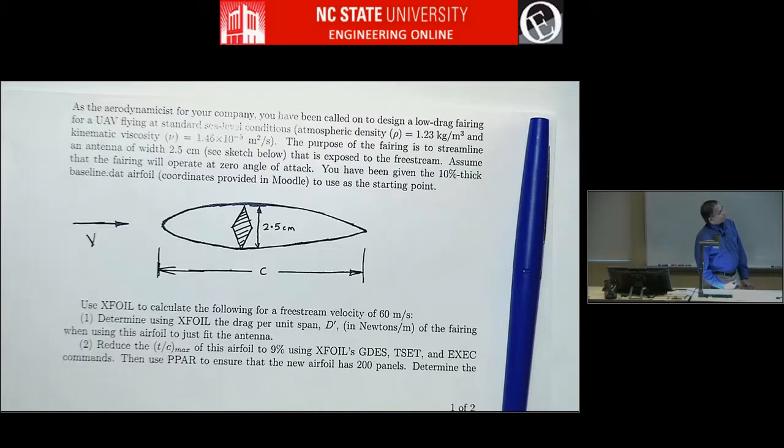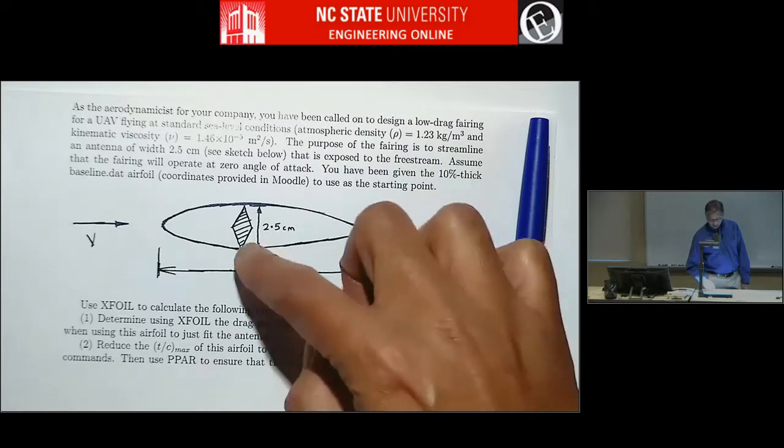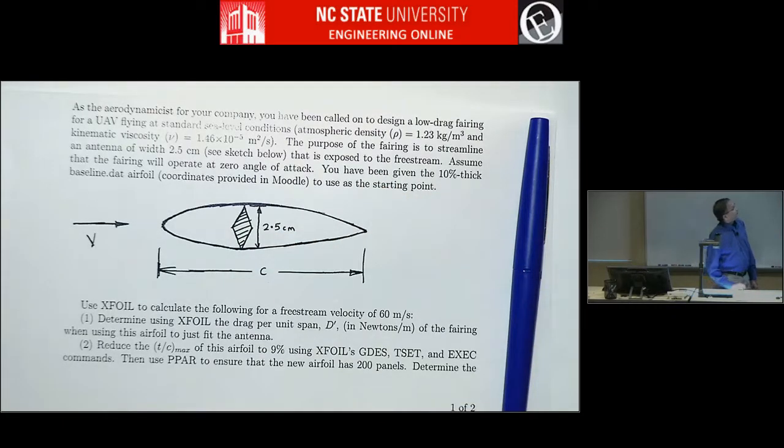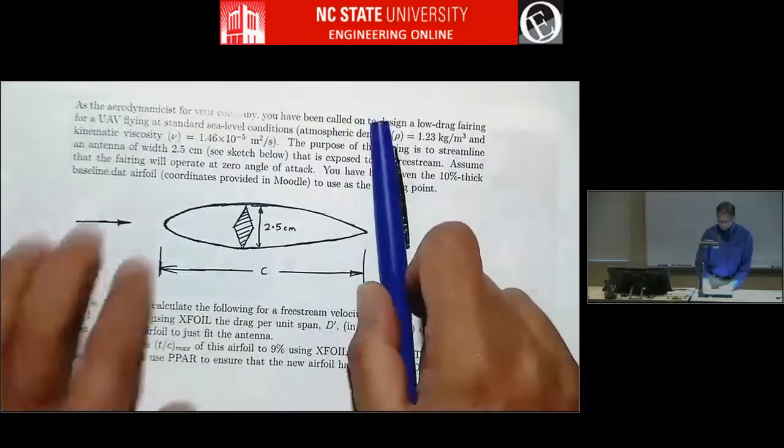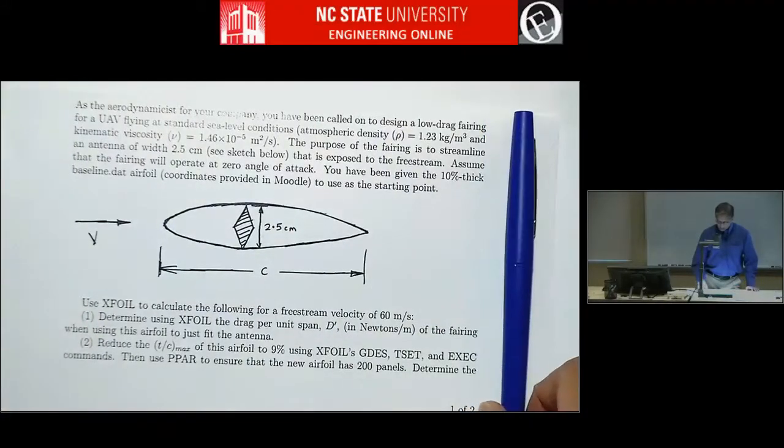So your task in this problem is to design a fairing, and the height of the fairing, the height of this object, is 2.5 centimeters, and you can assume that this is exposed to sea level atmosphere with this air density and kinematic viscosity. And you're going to start off with a baseline airfoil that I'm going to give. It's a 10% thick airfoil, and you're going to use X-foil to calculate what the resulting drag is going to be, drag per unit span.